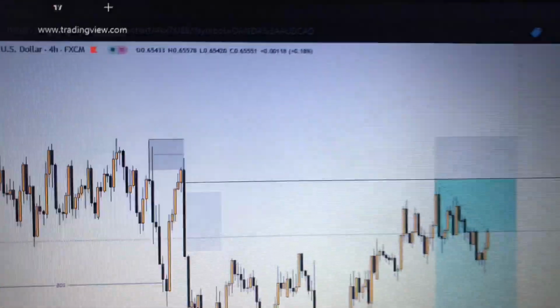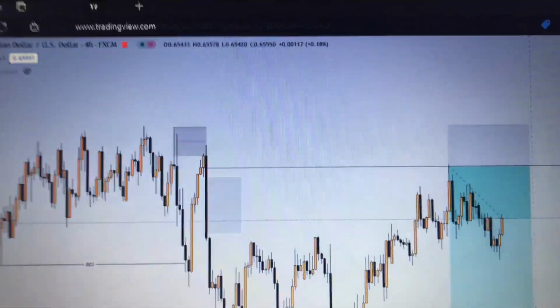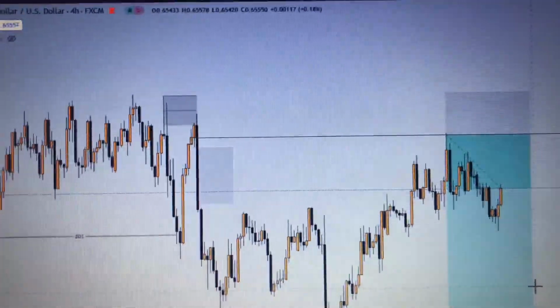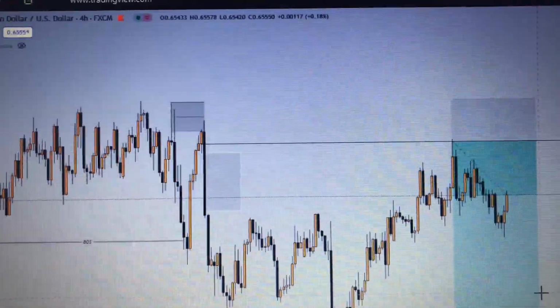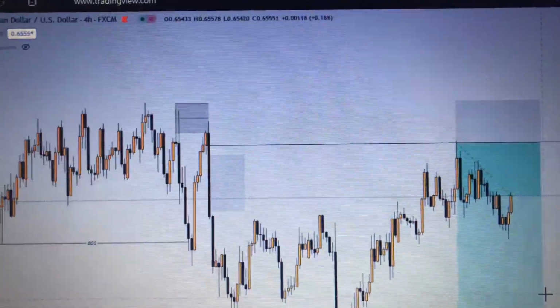So this is actually how I am able to catch all of these sniper entries in the forex market, pertaining to the supply and demand concept and the Fibonacci retracement tool settings.